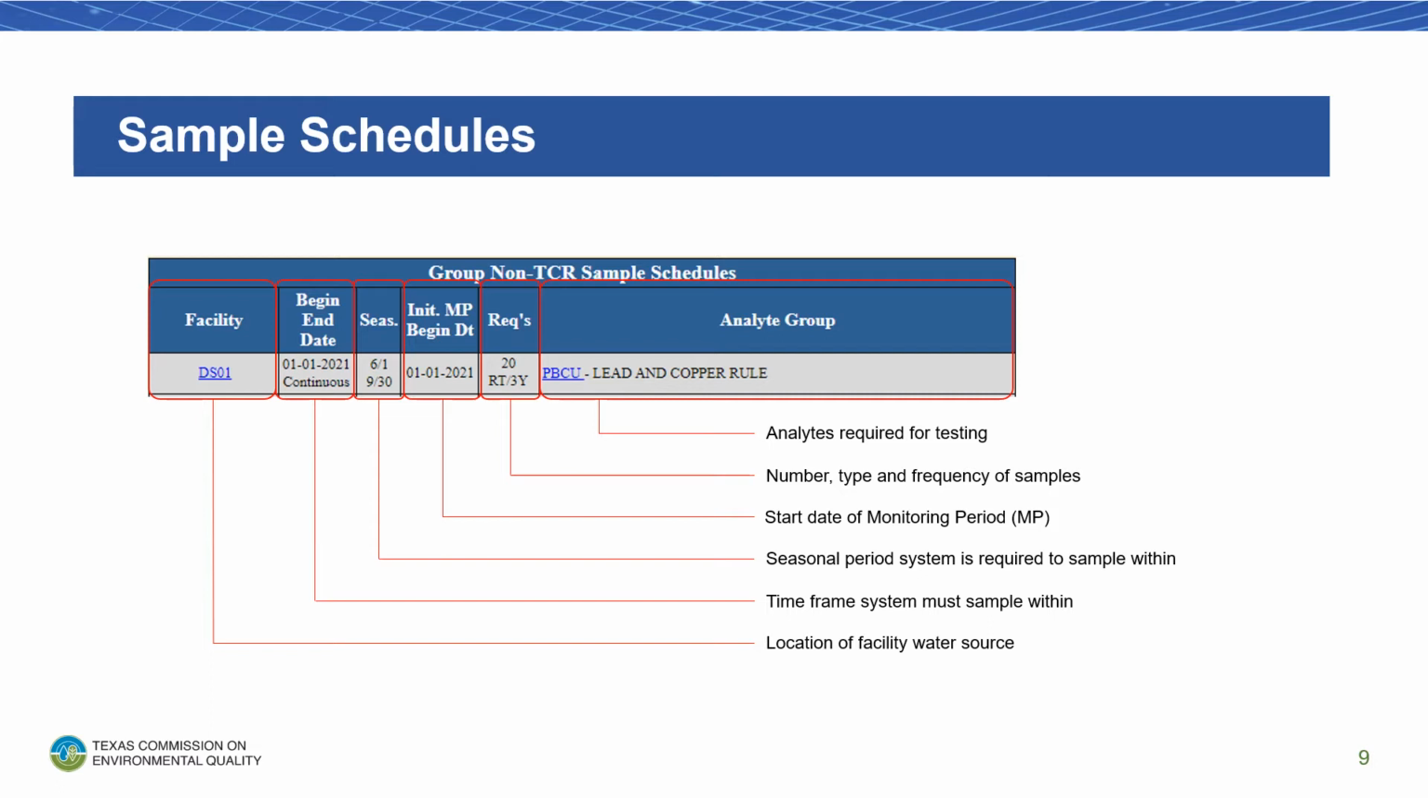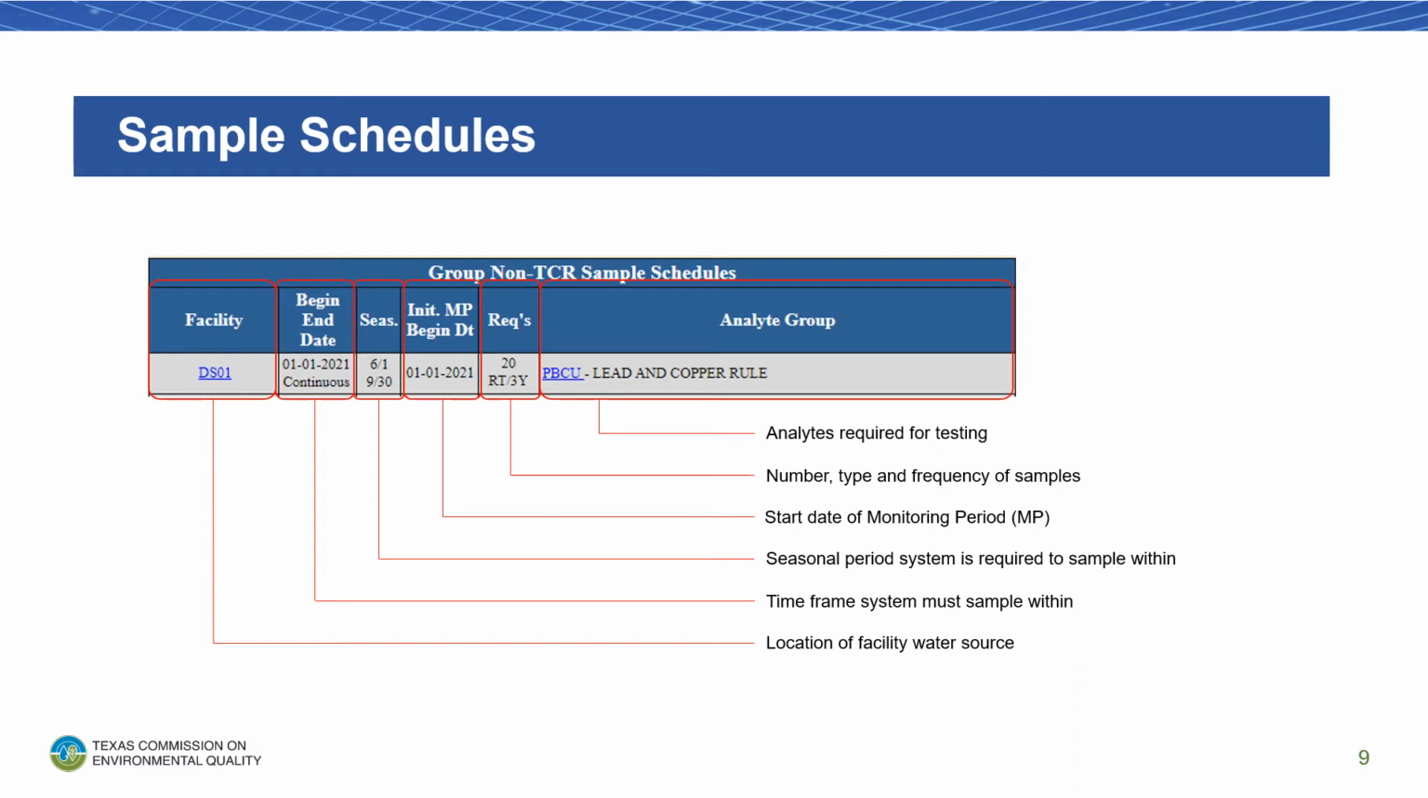Other examples include ELCR or PBCU, which indicates samples were taken from an entry point. Begin-end date provides the first and last dates that the sample schedule is effective for. In other words, the system must sample within these dates for each monitoring period. When a date is listed as continuous, that means the schedule is an open and ongoing requirement.